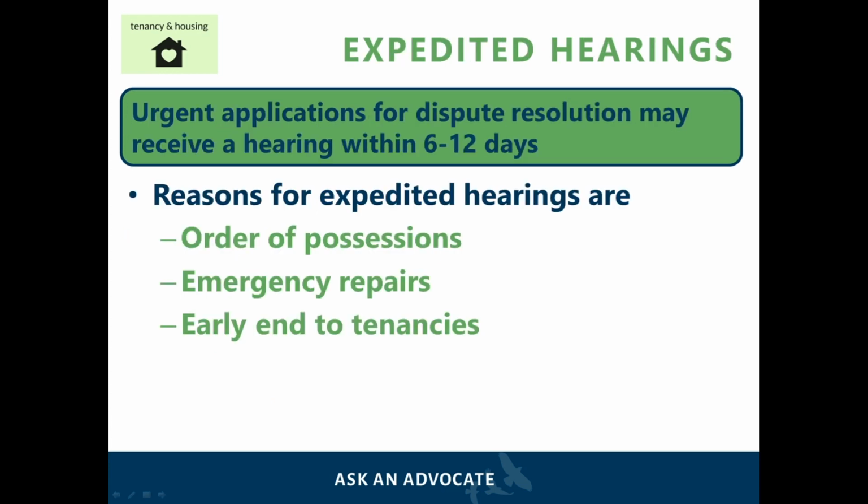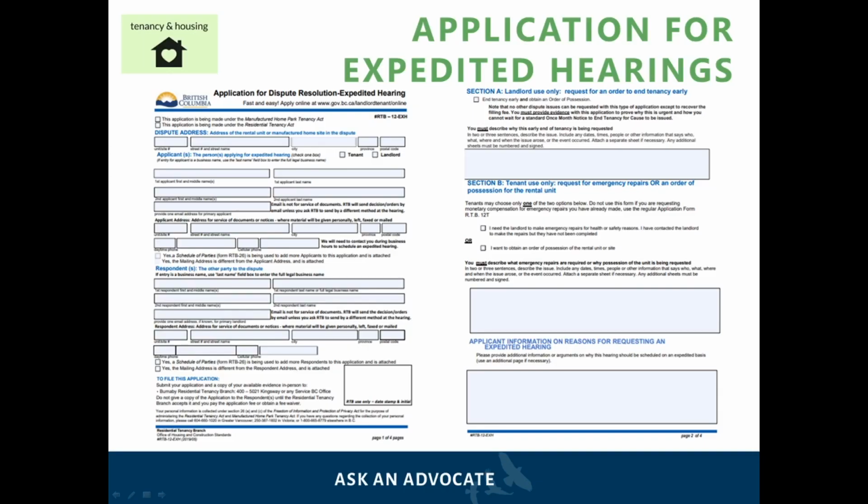When an applicant submits an application for a hearing, it can be classified as an expedited hearing depending on the situation. The reasons for expedited hearings are an order of possession for a tenant, requesting emergency repairs, or an early end to tenancies. The branch will try to schedule a hearing within 12 days from the date the application is made. In the event where the applicant can demonstrate that violence has occurred, health and safety were severely jeopardized, or that there is an immediate danger or threat, the branch may schedule a hearing within 6 days from the date of application. The application for the expedited hearing, as shown here, is a 4-page document.